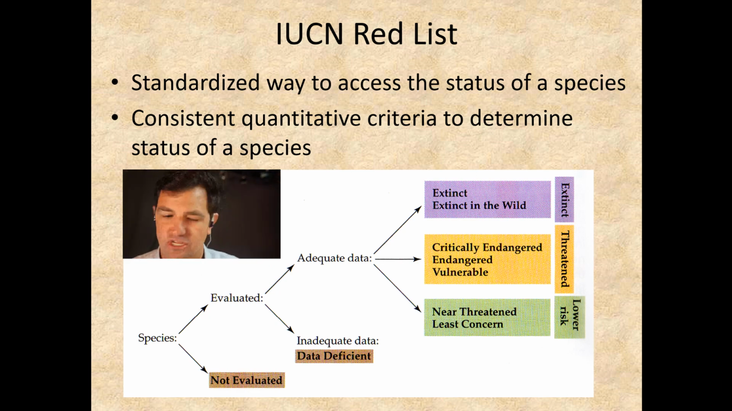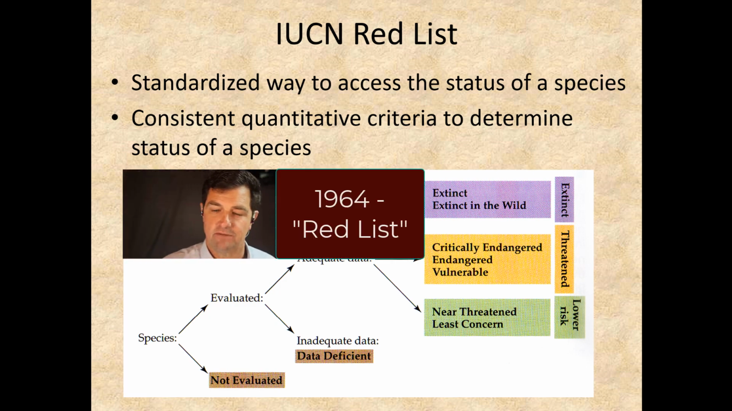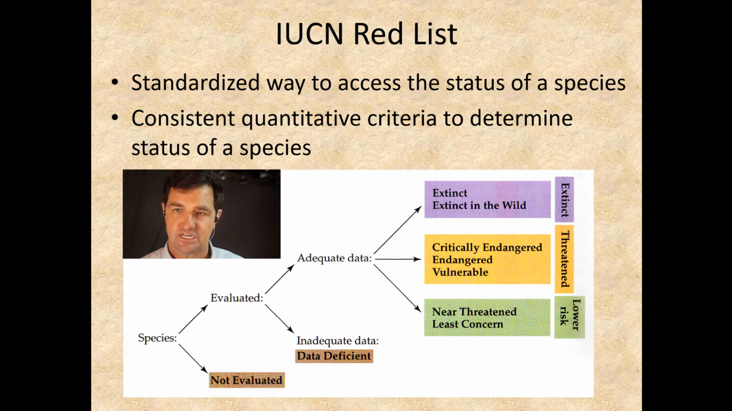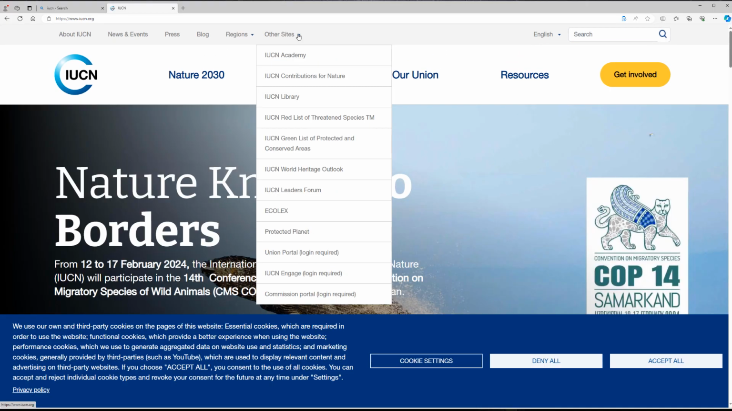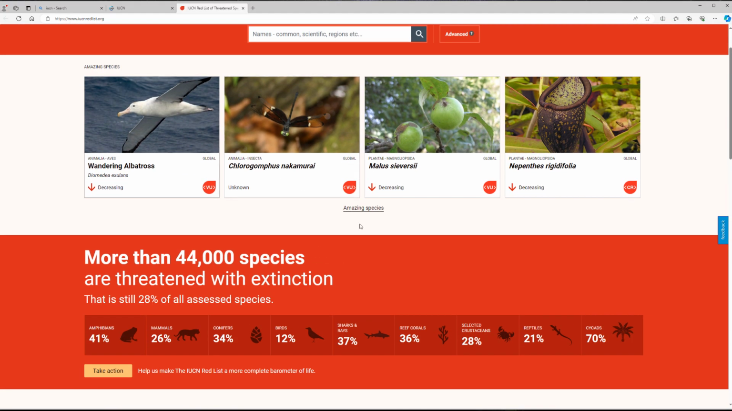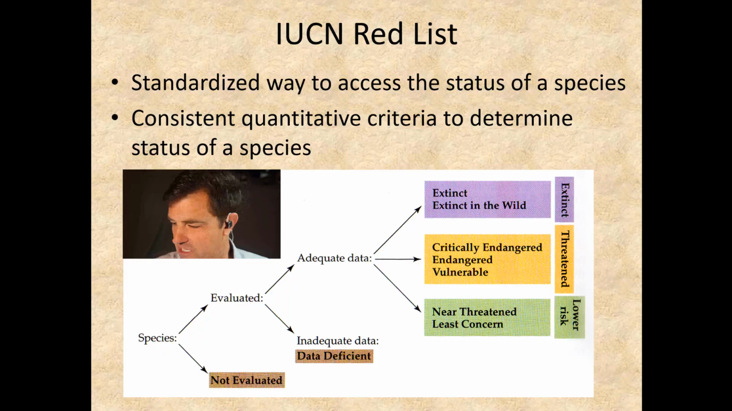The IUCN is a joint effort of over 1,400 members of various governments and civil and social organizations, which represents over 160 countries. In 1964, the IUCN began producing what's called the Red List, and that's what we're going to talk about today. You can go to their website and check out the Red List. It's kind of neat to see the various aspects of the species you're interested in and their current status as far as being threatened or not being threatened.